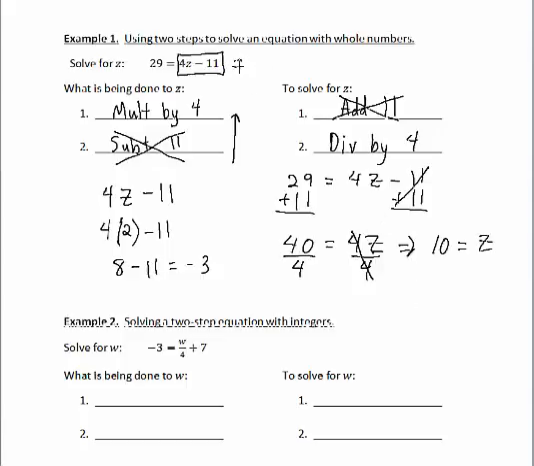If you return to the original equation, replace z with a 10, and we're simply calculating the right hand side. 4 times 10 is 40, and if we subtract 11, we get 29, which matches the other side of the equation. 29 equals 29. So z equals 10 checks out as our solution.